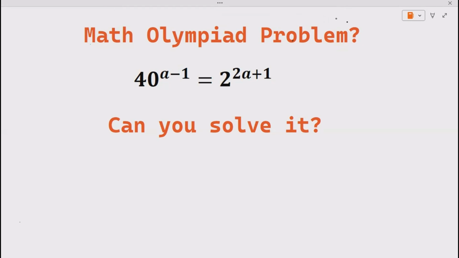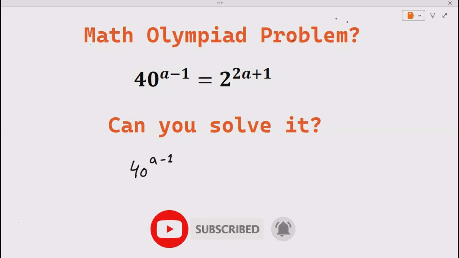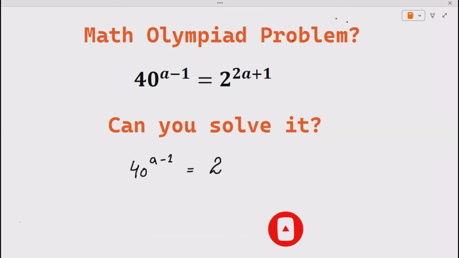Our today's question is about the famous Math Olympiad problem which comes across in different countries in different years. So our question is 14 raised to the power a minus 1 equals 2 raised to the power 2a plus 1. So we have to find the value of a in this equation, for which first of all, we have to break the power a and the other coefficient separately.